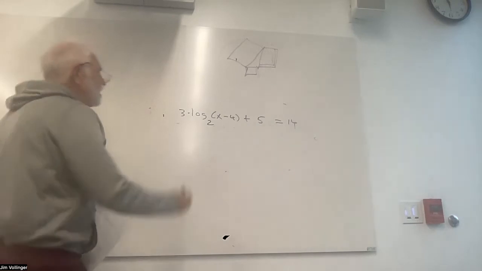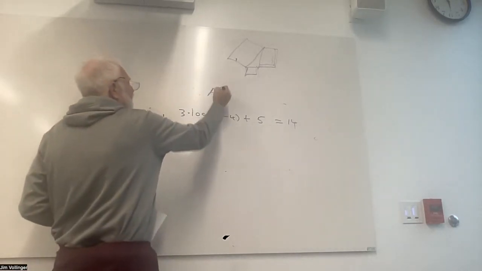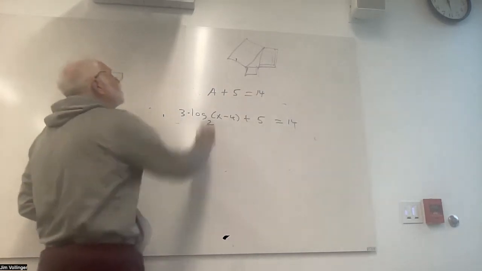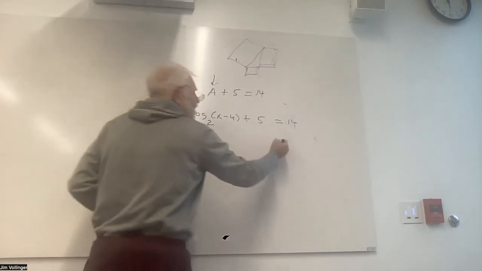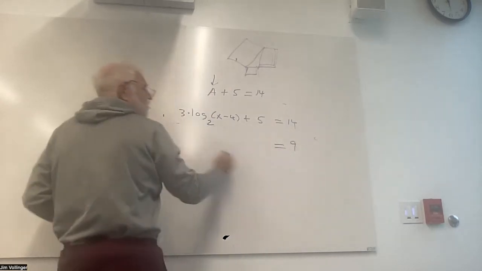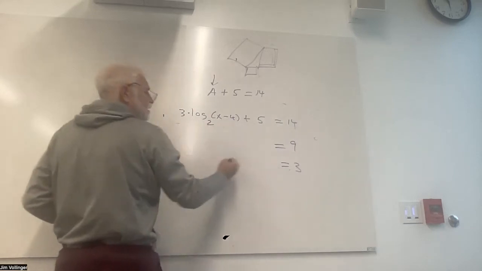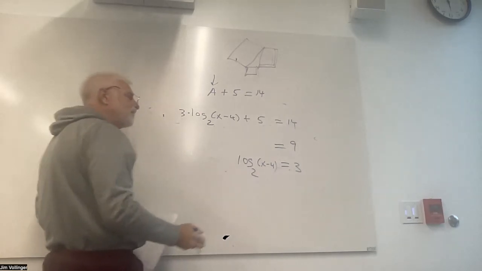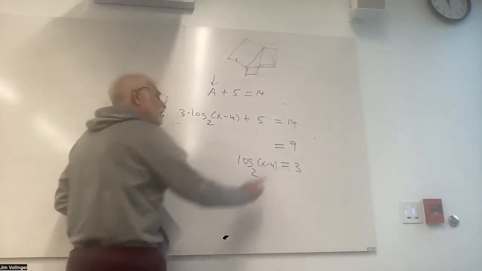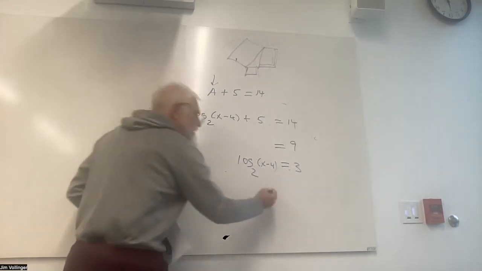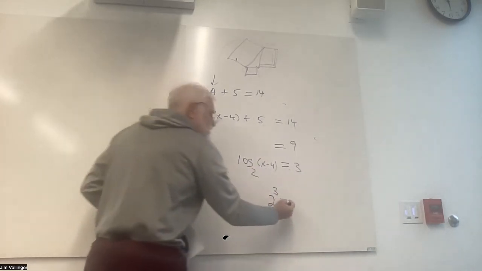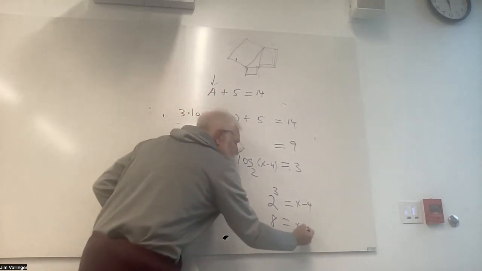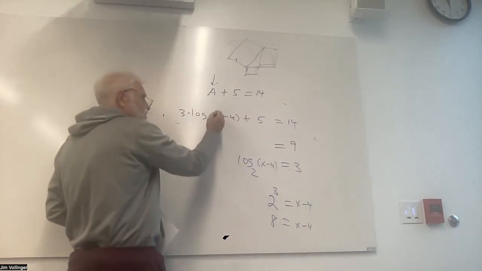How do you solve any 3 times some amount plus 5 equals 14? What would you do first? You'd isolate the amount. So we subtract 5, and then we divide by 3. And we've isolated log base 2 of x minus 4. I hope you're starting to get a feeling for how you rewrite this. That's an exponent on top of the base. So that equals x minus 4. I think we can see 8 equals x minus 4, and x is 12.